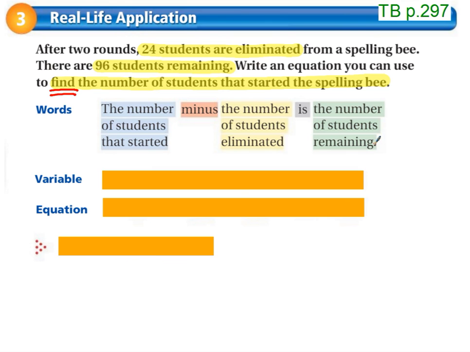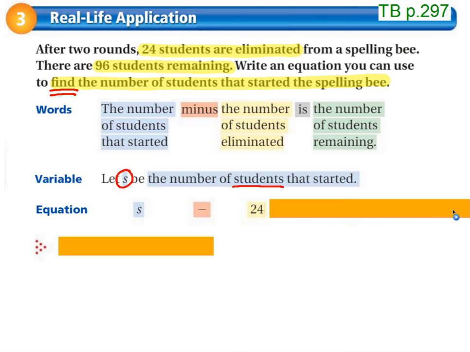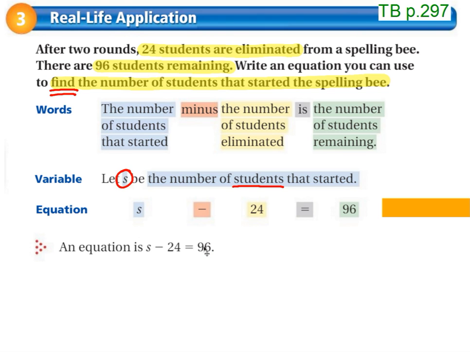So when I put this into variables and constants, here's what I have. For the number of students that started, I'm going to use S for my variable. Now I'm going to put it into an equation. I take S, I subtract the number of students that are eliminated. Is means equals, so I'm going to have the answer of 96. So finally, my equation in the end, S minus 24 equals 96.